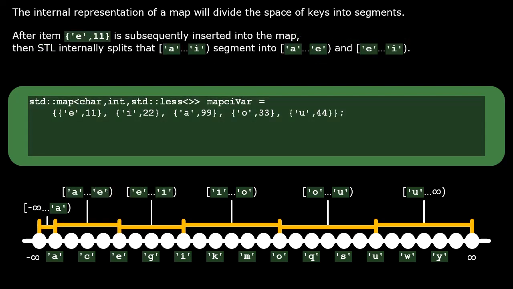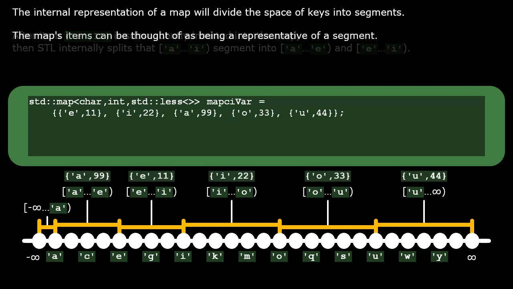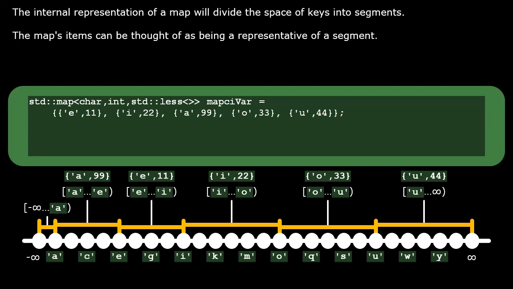Now, let's insert another item into the map, an item whose key is E. STL will replace the A to I key segment with two new key segments, A to E and E to I. Each of the map's items can be thought of as being a representative of a key segment.